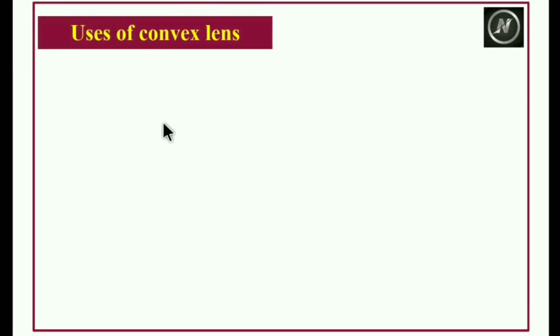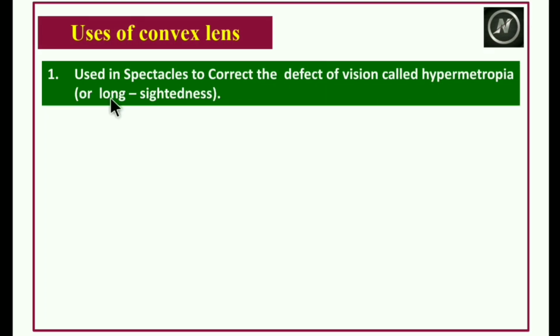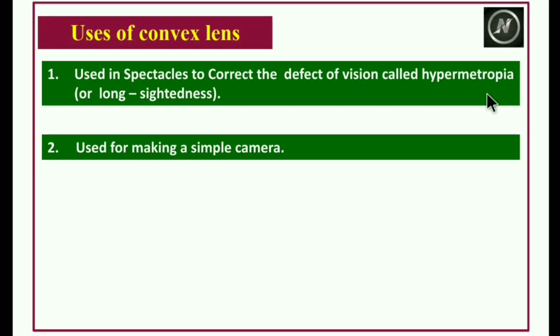Coming to the uses of convex lens. Convex lens used in spectacles to correct the defect of vision called hypermetropia or long-sightedness. So this, what is hypermetropia or long-sightedness, we will see in our next class.